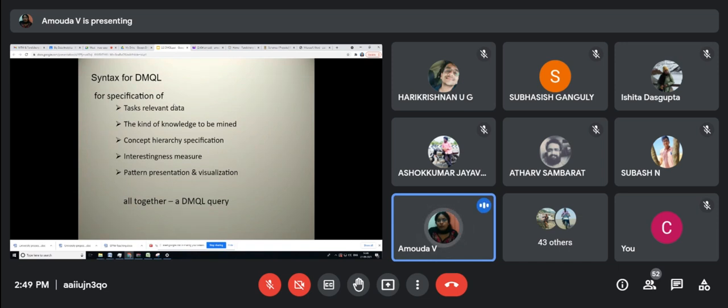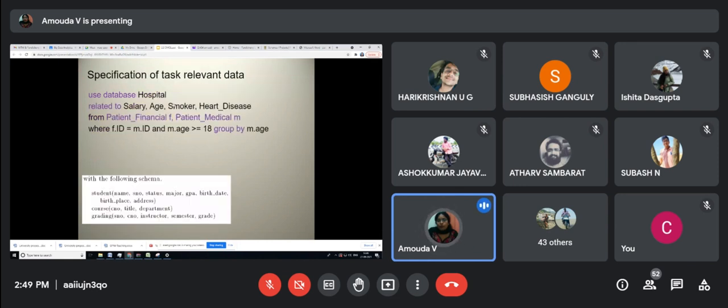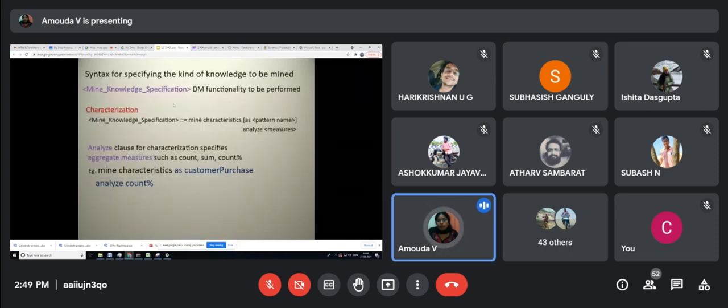Now, we have seen task relevant data. This is the standard format for task relevant data, the syntax to be added in the data mining query language. First line, for example, I explained how we are going to do that. Second, the kind of knowledge to be mined. For that, what is the standard form? This is the standard form. Syntax for specifying the kind of knowledge to be mined. So, what is the standard format? This is the standard syntax. Mine knowledge specification should be there.